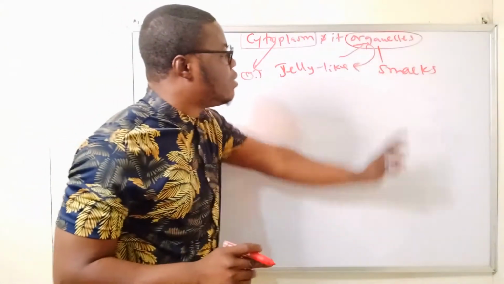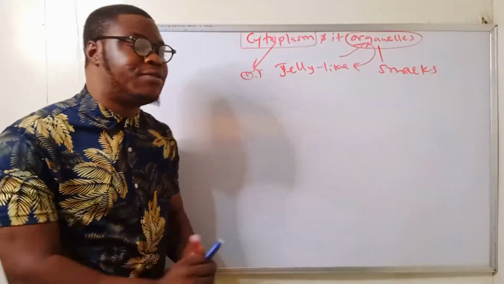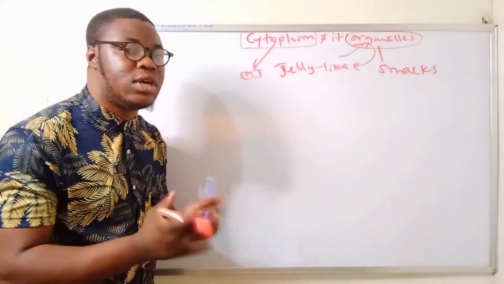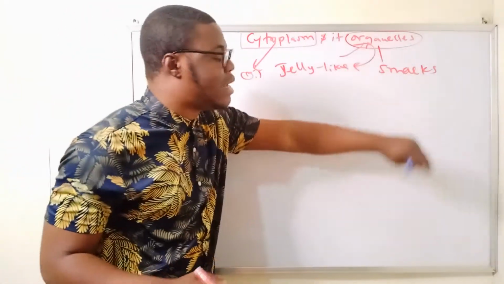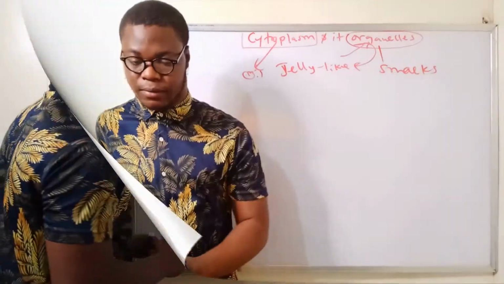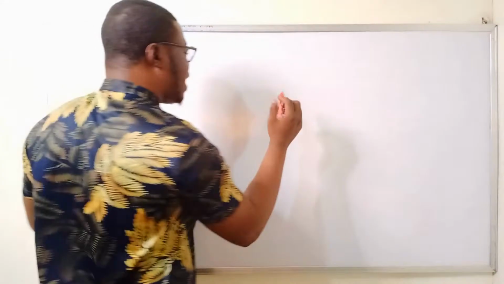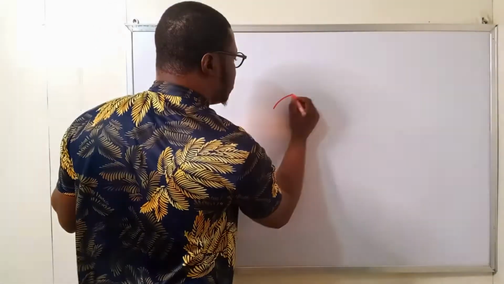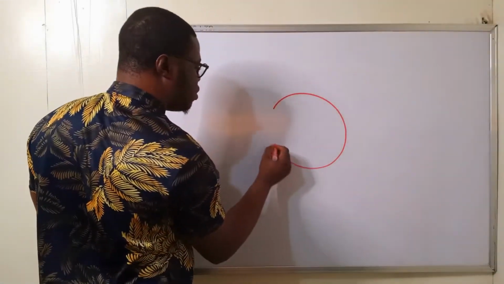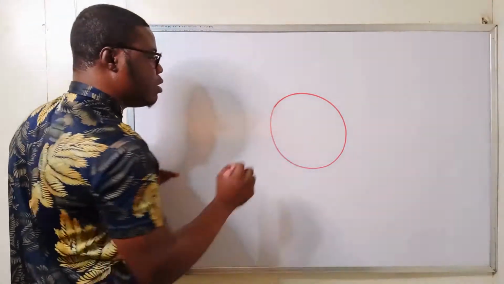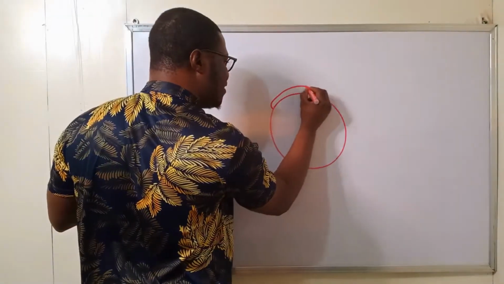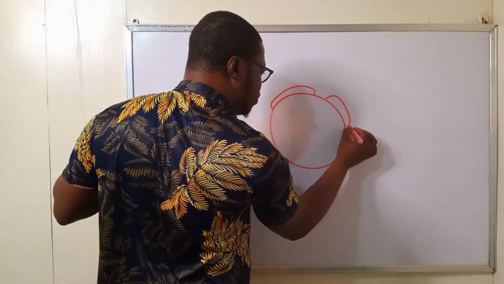Now let's pick the cell organelles. I said we are going to start all the way again from the nucleus and attach some things to it. So I would like to rub this part and then we proceed. So let's say we have the nucleus right here. And then the nucleus is covered by the nuclear envelope. We've said that before.